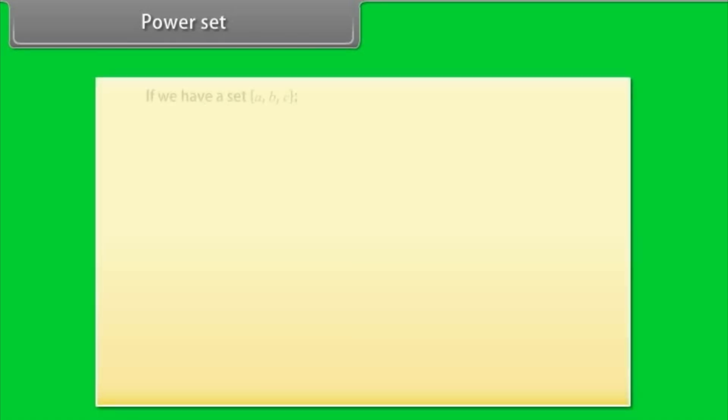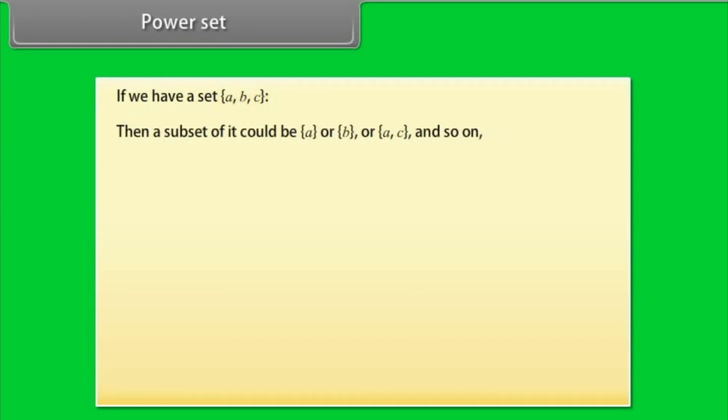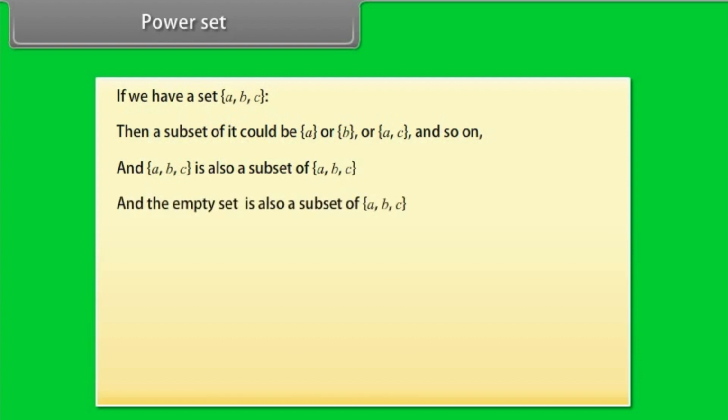Power set. If we have a set A, B, C, then a subset of it could be A or B, or A, C, and so on. And A, B, C is also a subset of A, B, C. And the empty set is also a subset of A, B, C. PS is equal to the empty set, A, B, C, A B, A C, B C, A B C.